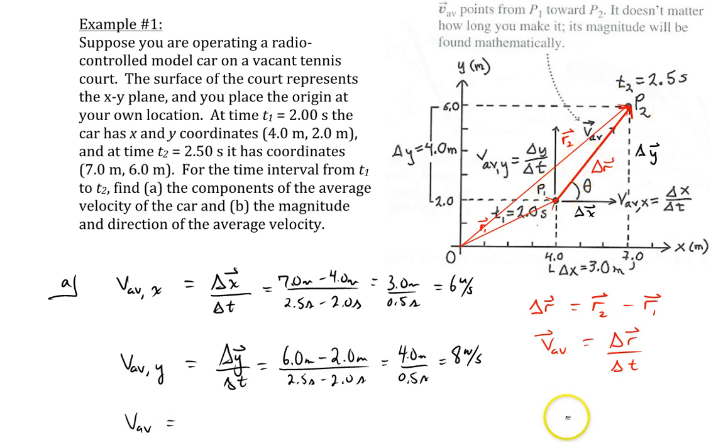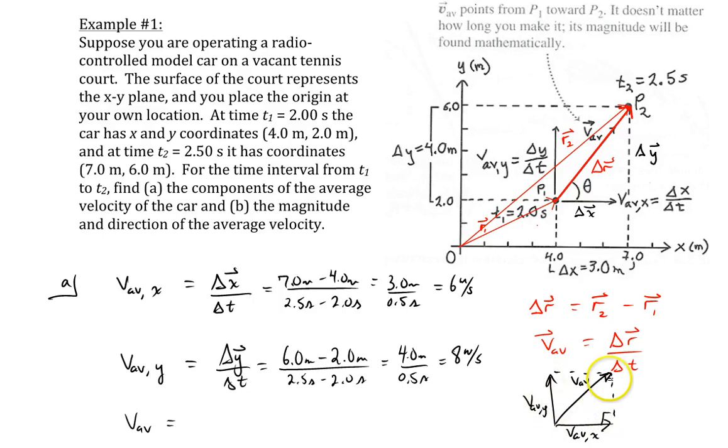Think of it, you have along the y-axis 8 meters per second, that's the average velocity of the y-axis, and then along the x-axis you have an average velocity of 6 meters per second. So we're looking for this velocity right here, the average velocity of both of these combined together. And so hopefully you're thinking, well, that's a nice right triangle.